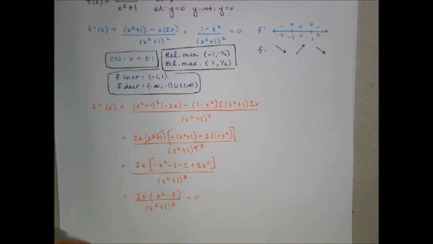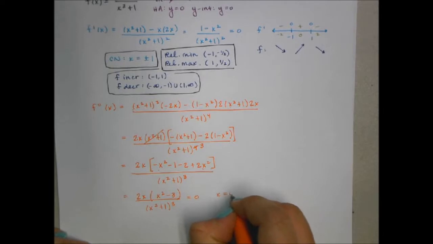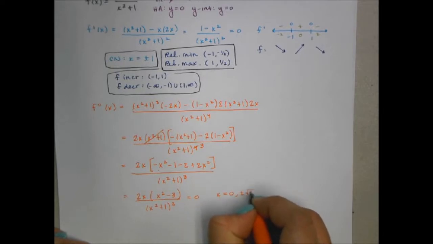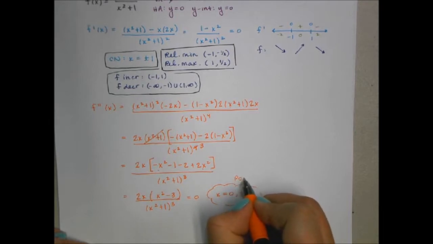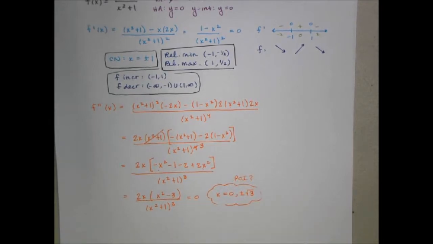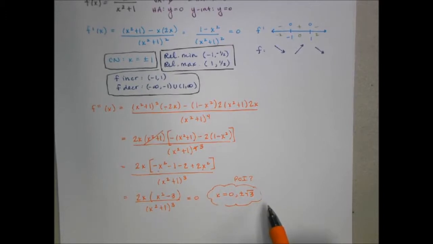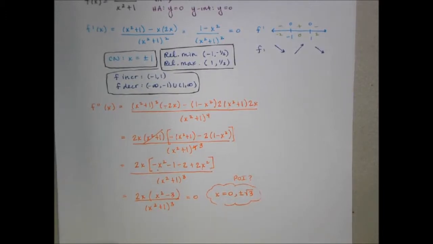So anywhere where the top is equal to 0, that would be at 0 and plus or minus square root 3. So these are test values and possible points of inflection. We'll only know if they're points of inflection once we've done our second derivative number line test and we see a change in concavity at those values.